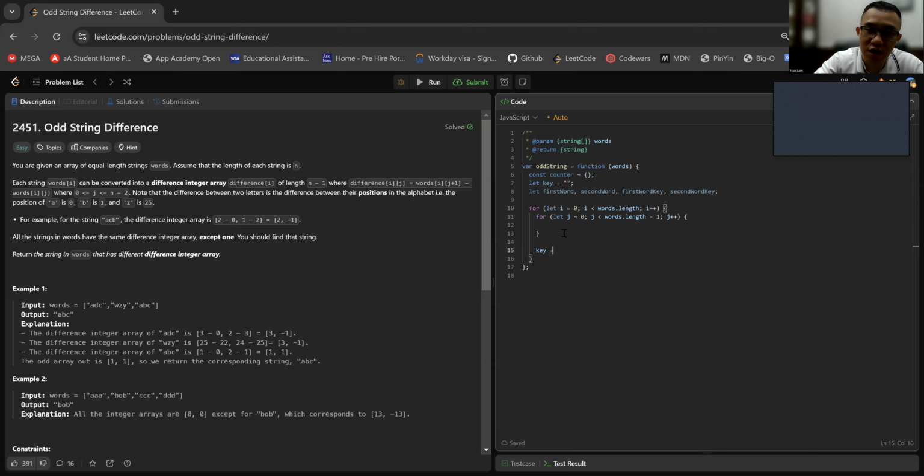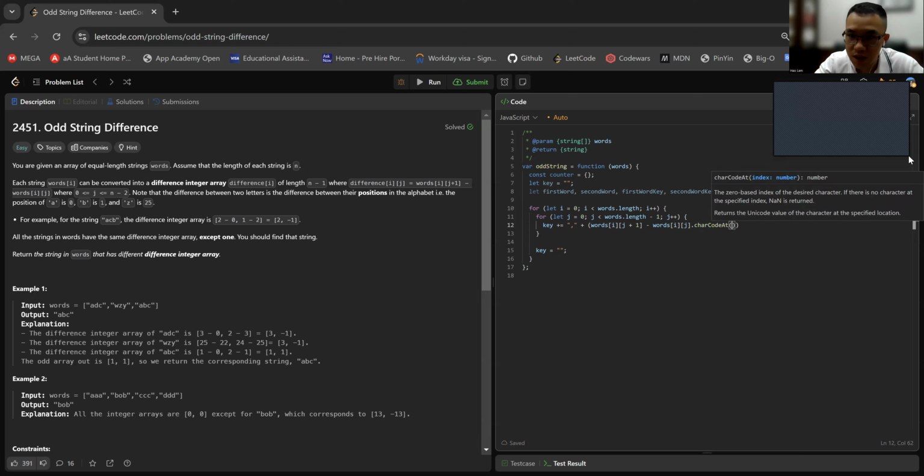Every time we finish calculating the key, we have to reset it back to an empty string. So here, key plus equal, I want to push the comma in the front. Doesn't really matter here, but it's going to be words of I, which is this word, and then we're going to take the next letter, which is J plus 1, minus the current letter, which is J. And then we cannot minus 2 letters. We only care about the difference.